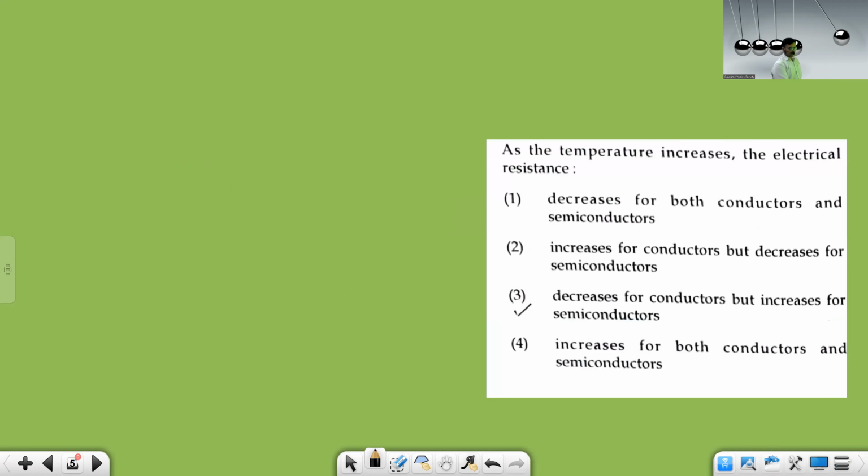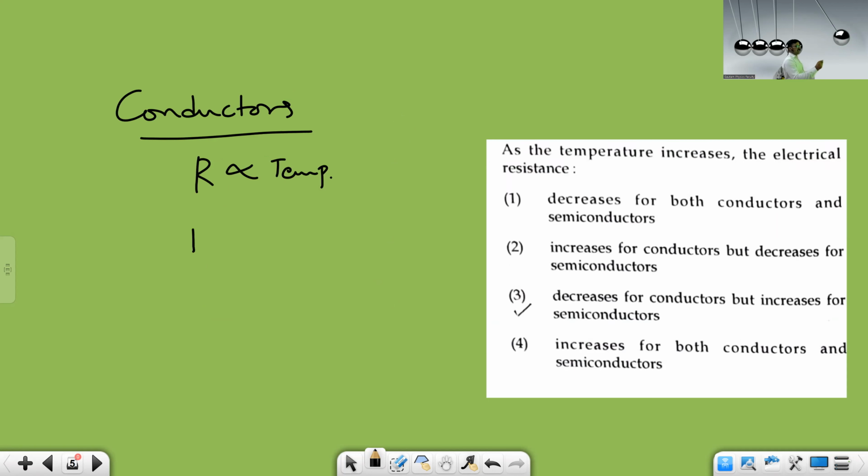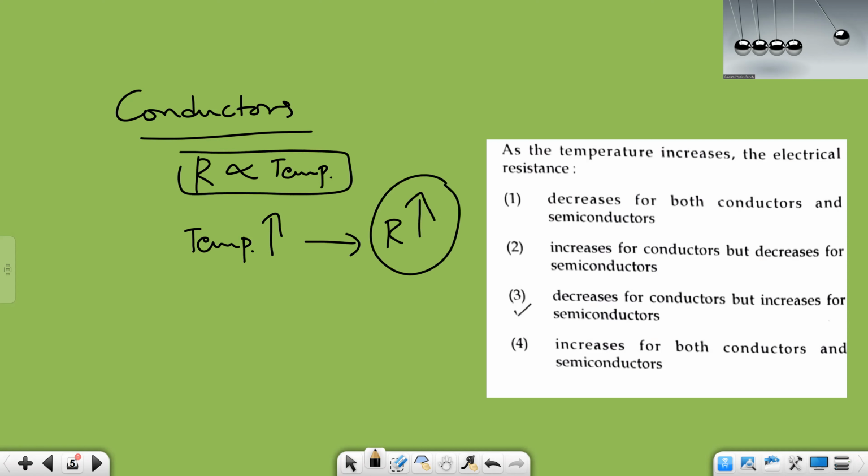Next, this one. Even in the 10th class books you will have this type of knowledge. It is about resistance, how it is affected for conductors and semiconductors. For conductors, resistance is directly proportional to temperature. So as temperature increases, resistance also increases.